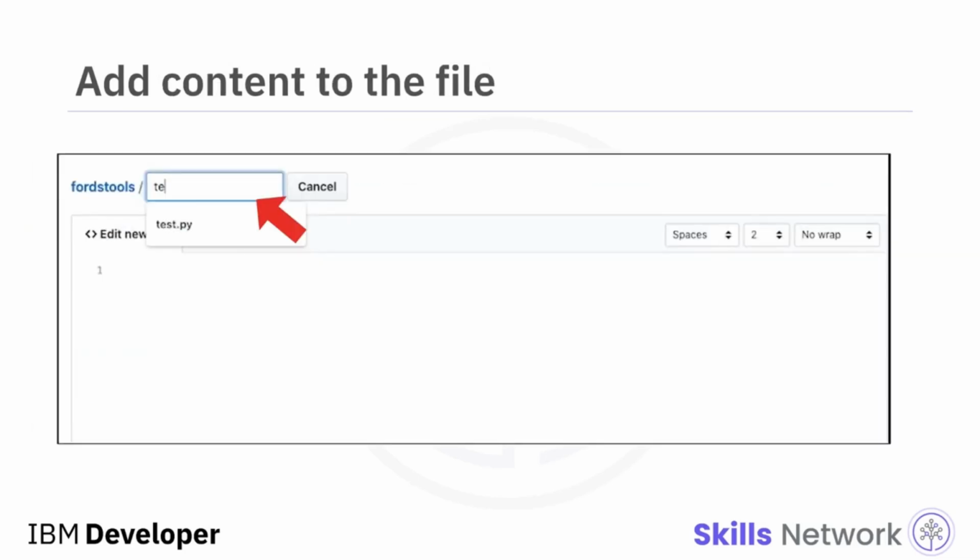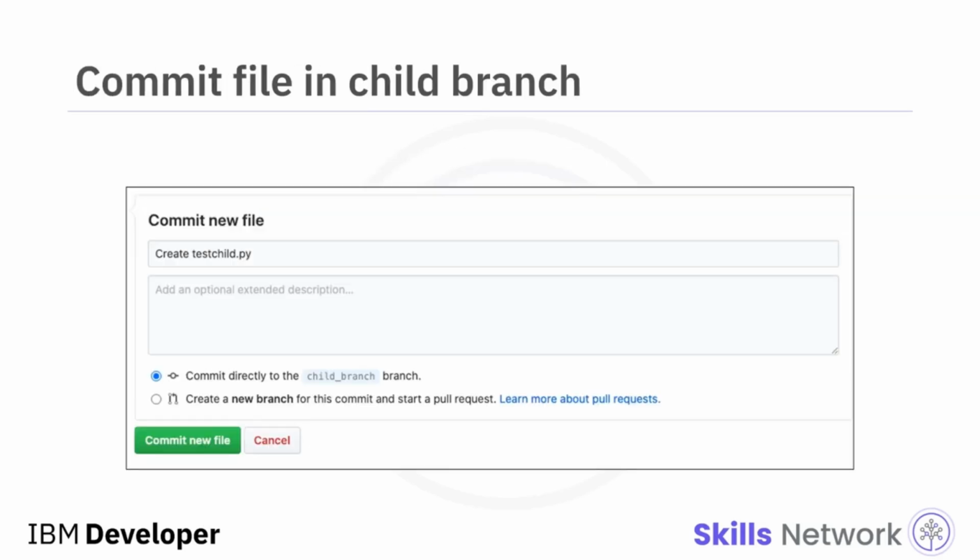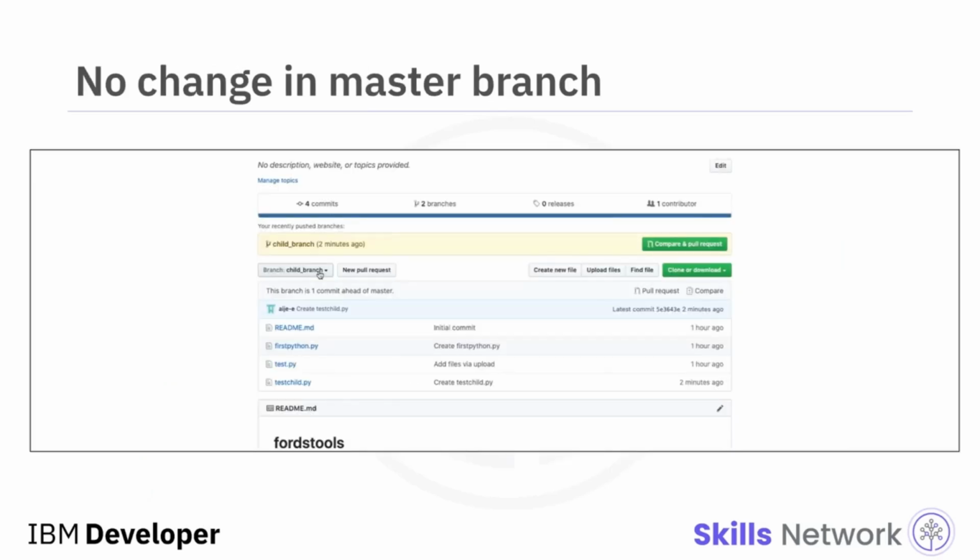In the space provided, name the file testchild.py and then add a few lines of code. You can print the statement inside the child branch. At the bottom of the screen, you will see a section Commit New File. Commit messages are important as they help to keep track of the changes made. Add a descriptive commit message for the convenience of the team. Here, you can add create testchild.py, then click Commit New File, and the file is added to the child branch.